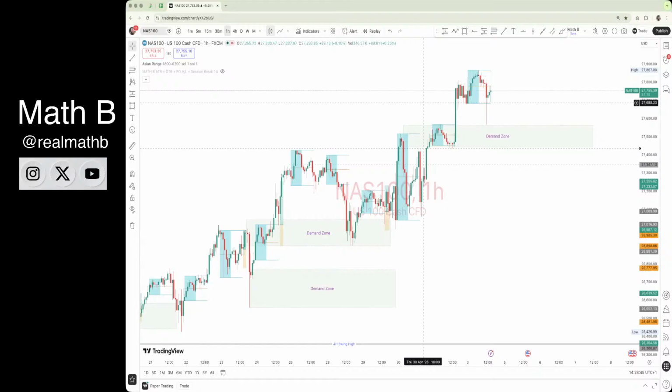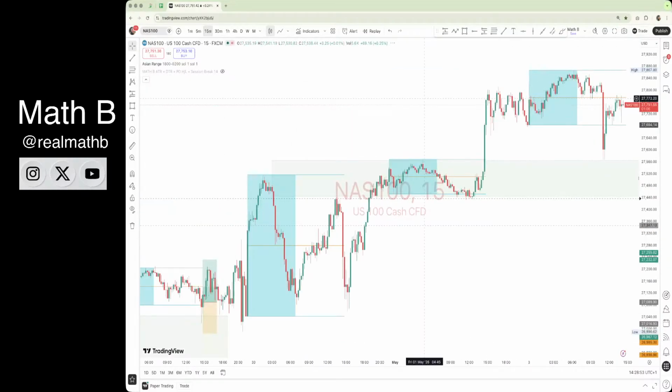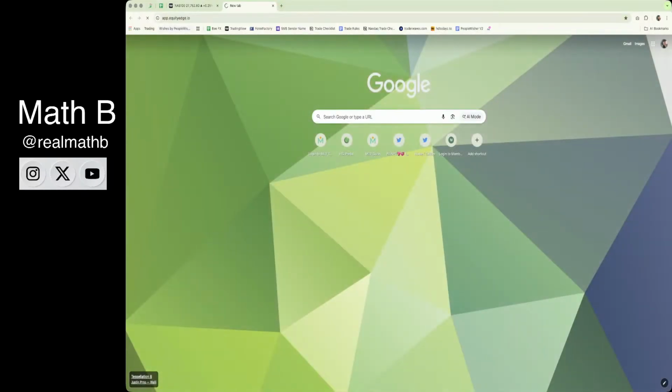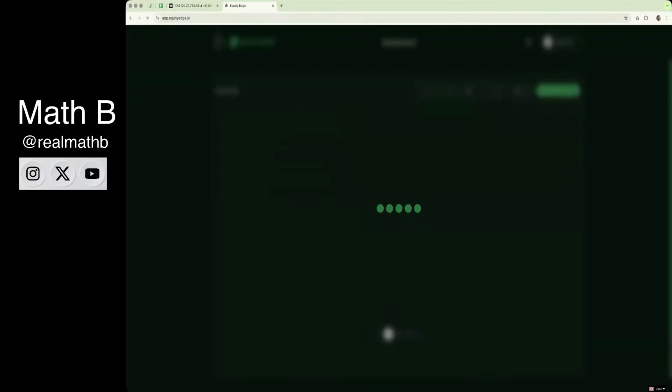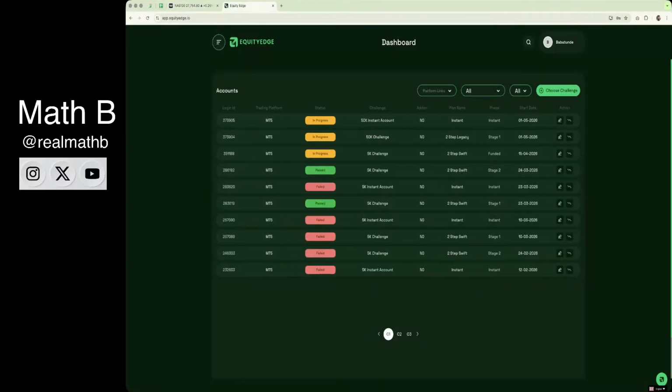And so because of that possibility, what we can actually look out for is that since today is also Monday, I'm going to give you an update on the challenge account itself. So today, let me just log into the Equity Edge account, and then you can see. So this is the Equity Edge account.